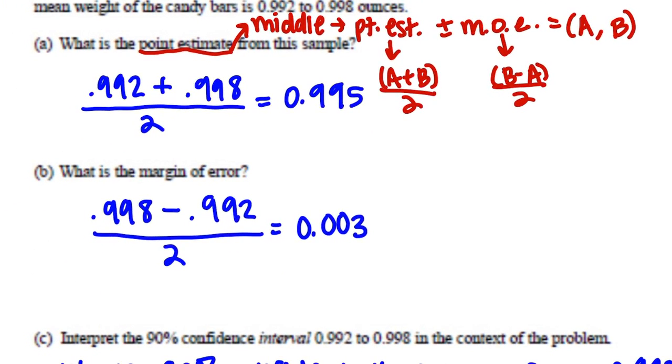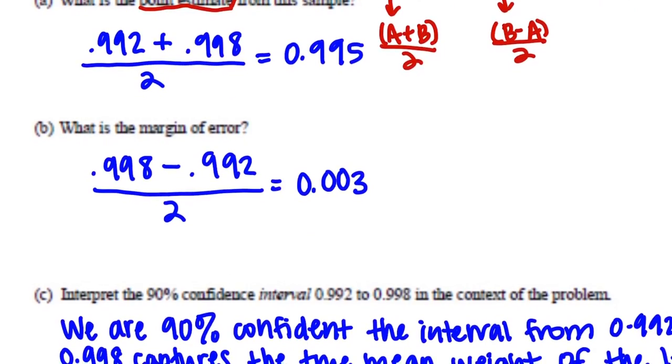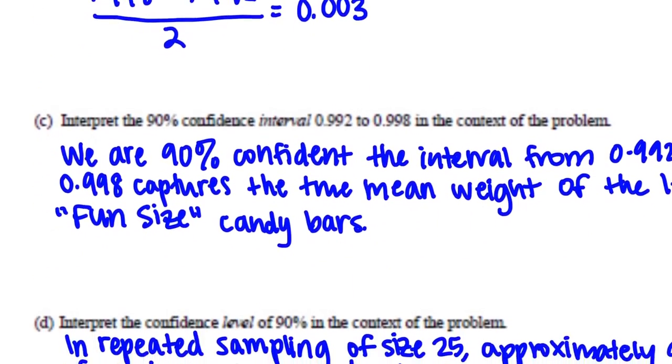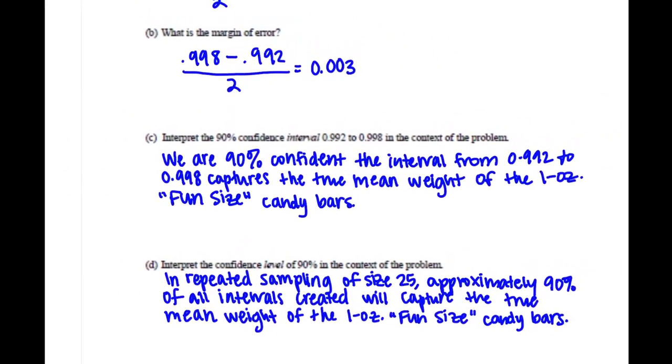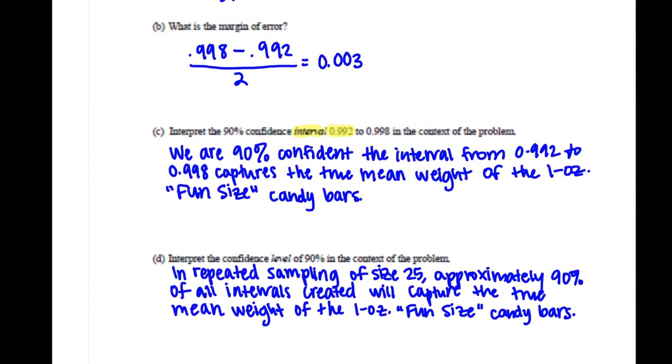And then what we're going to learn today is another formula for determining the point estimate and your margin of error. And then don't forget about this interpretation that we went over, these two different ones. So for the confidence interval, you should have the actual interval in your interpretation. And then remember, you use the percent confident right there. And then you need context here: the true mean weight of the 1 ounce fun size candy bars.